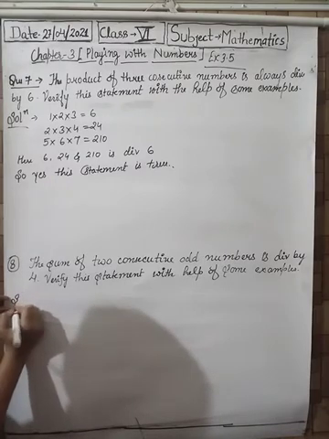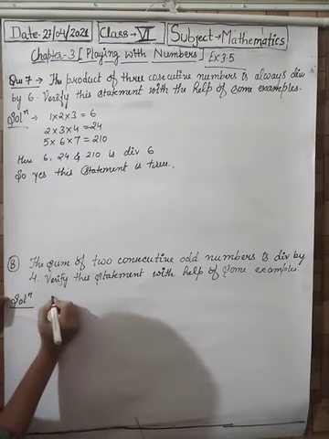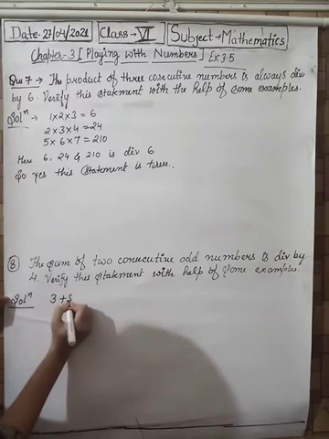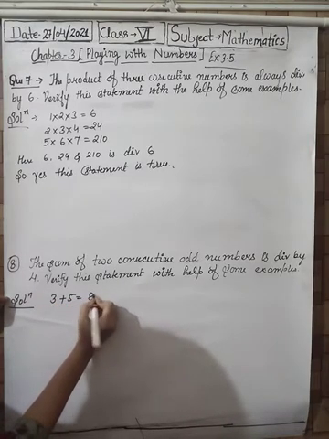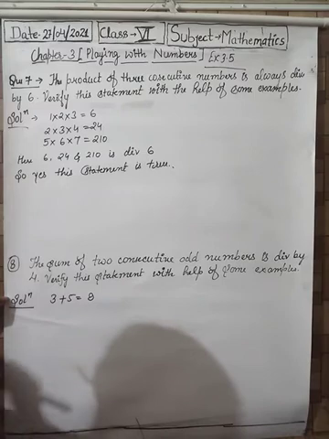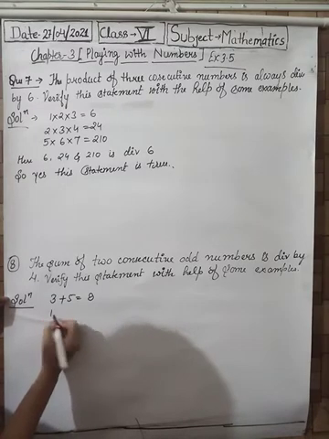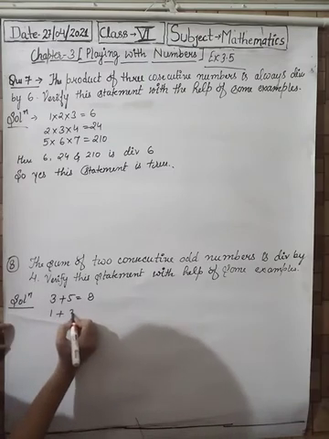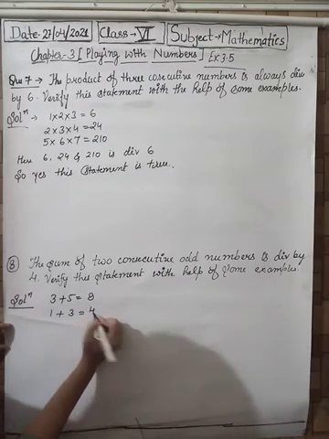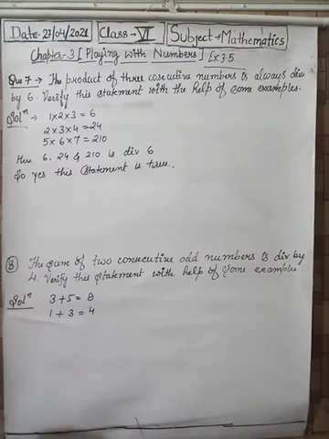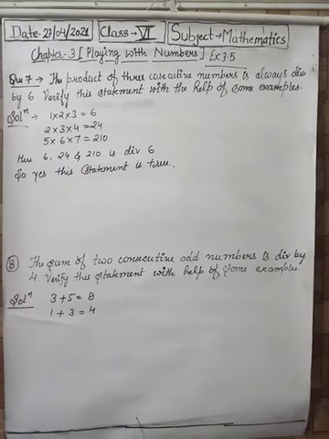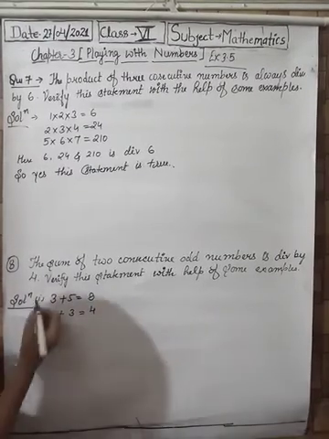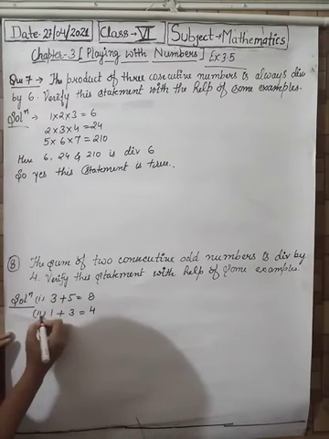Let's take for solution 3 plus 5. These are consecutive odd numbers, which is equal to 8. 8 is divisible by 4. Let's take 1 plus 3, which is 4, also divisible by 4. So these are examples of consecutive odd numbers. This was the first example. This is the second one.